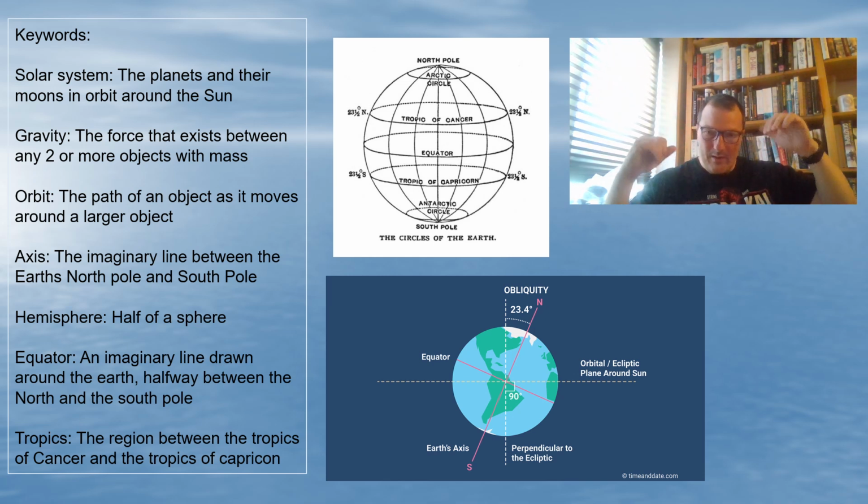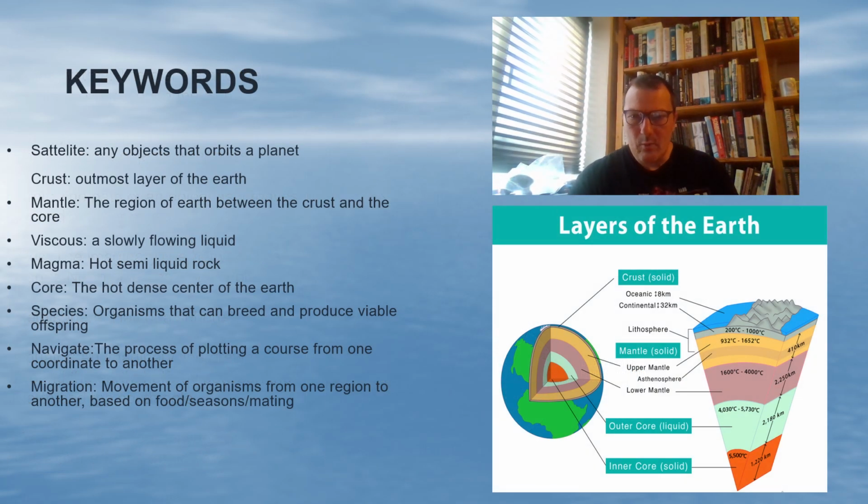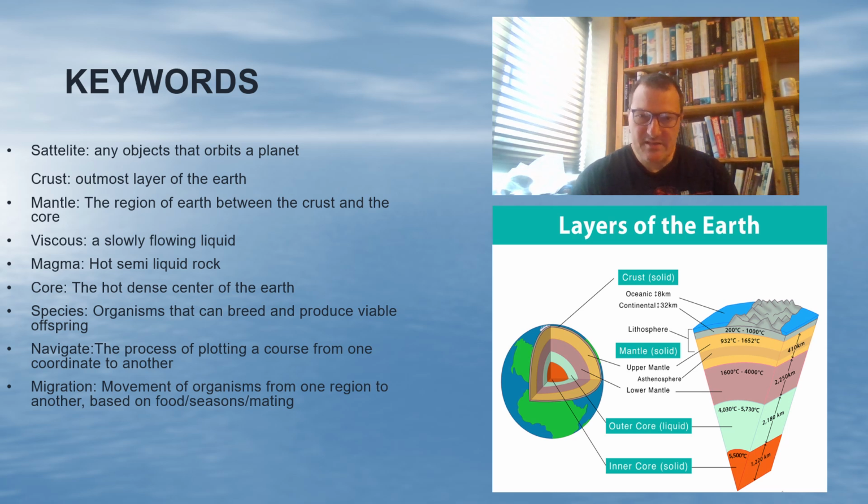And then we have the tropics. The tropics is the zone north and south of the equator, from the Tropic of Cancer to the Tropic of Capricorn. And this is where we have the sun overhead during the entire year. So this is the tropical area of our planet. And we continue with the keywords. Satellite is any object that orbits a planet. So hence, satellites orbit Earth.